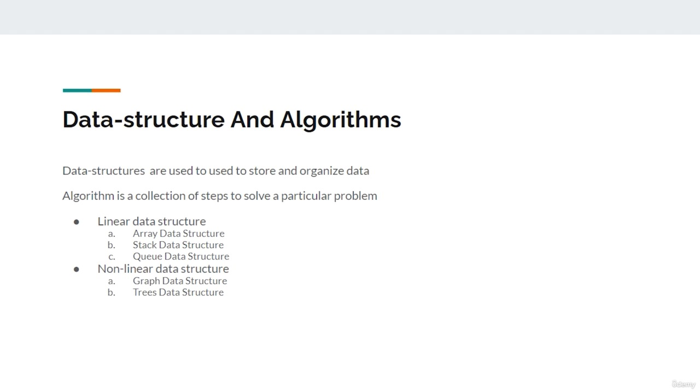Now coming back to data structure, depending upon your requirement and project, it is important to choose the right data structure for the project. For example, if you require to store the data linearly, you can go with the list data structure in Python. Then there are mainly two types of data structure. The first one is linear data structure and the second one is non-linear data structure.